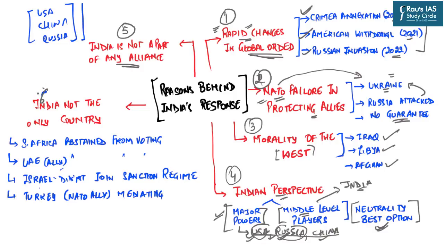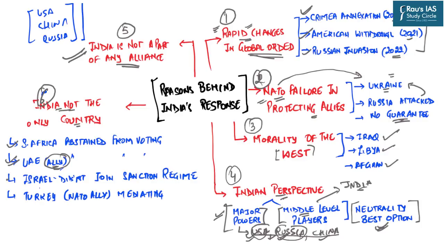And the last point is that India is not the only country which has taken the stand in such a fashion. Why are you criticizing only India? South Africa has abstained from voting against Russia. UAE has abstained from voting against Russia. Moreover, UAE is technically an ally of the USA. We are not even the ally of any country. Even then, you are pressurizing us.